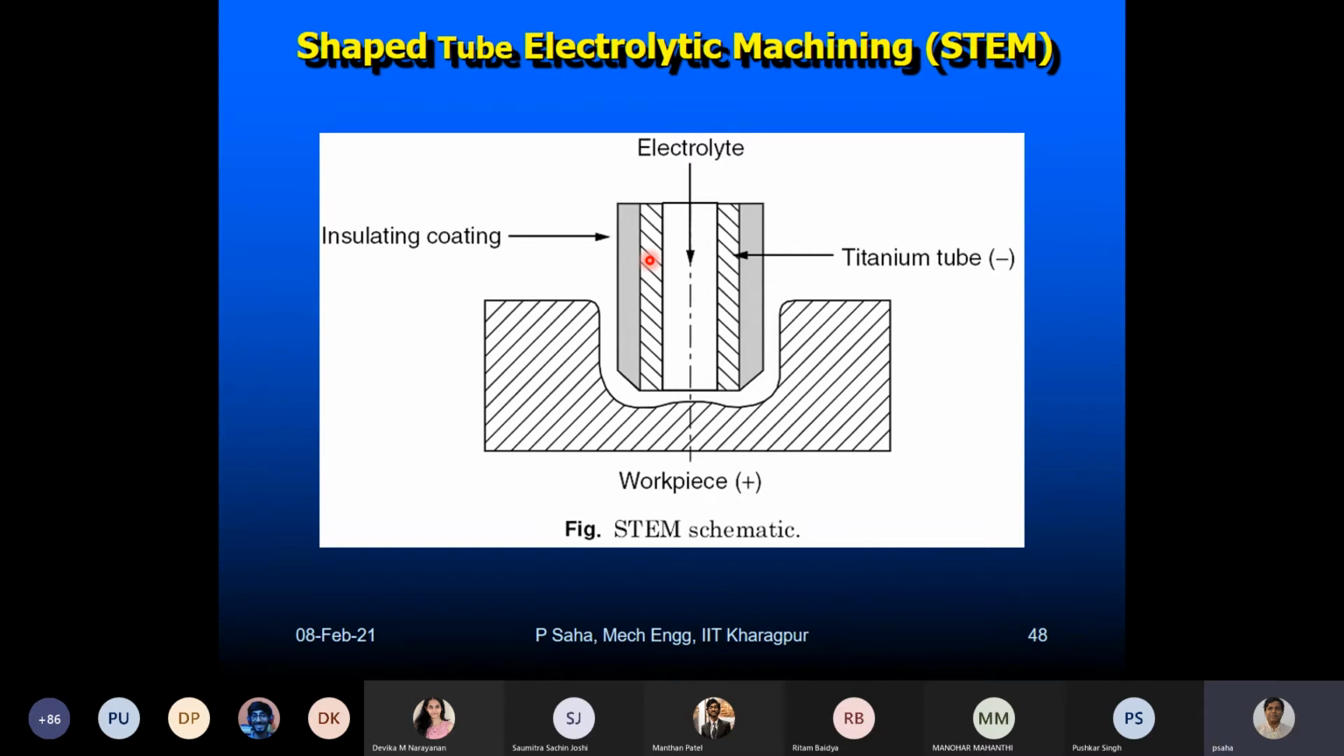Here, as you already know, the side walls can be insulated. So here my tube is made of titanium, and it is insulated with some ceramic coating. There is no current flow, as this is completely insulated. And here is the tool. From here to here is the shape, and this is the job workpiece. Electrolyte will flow over here.